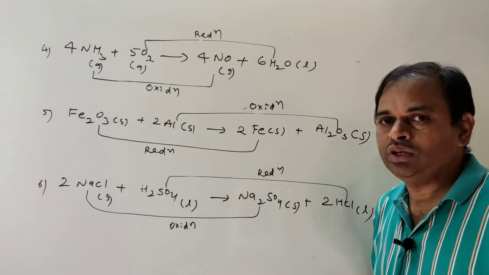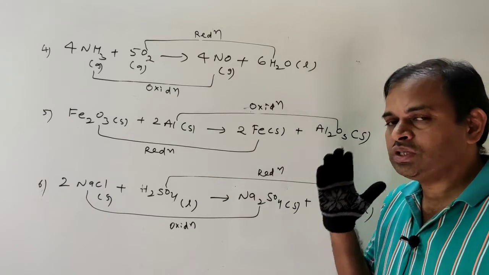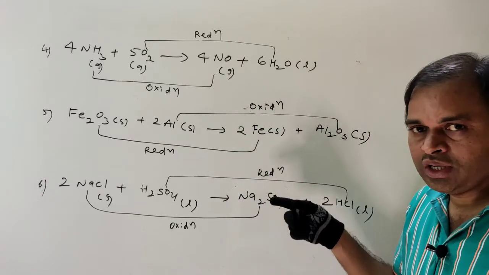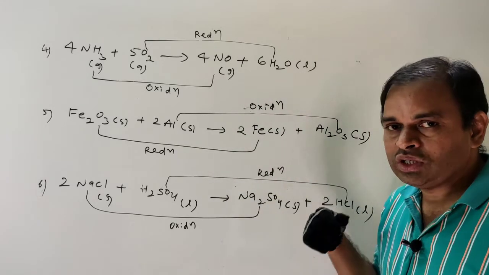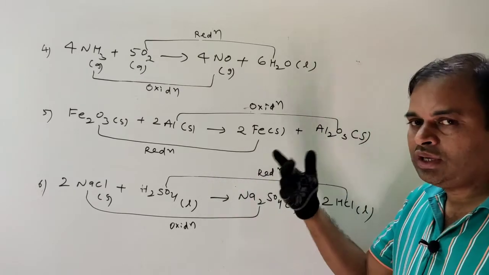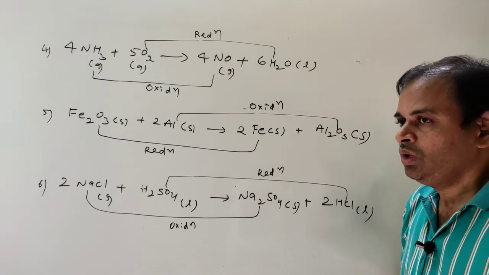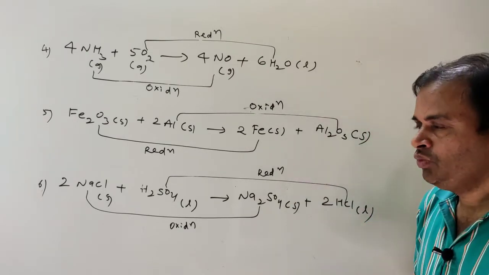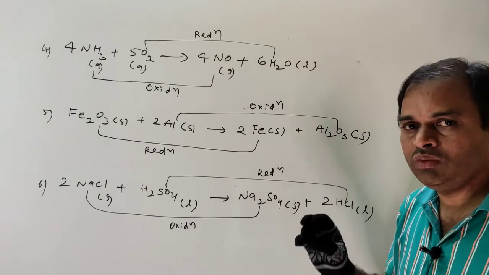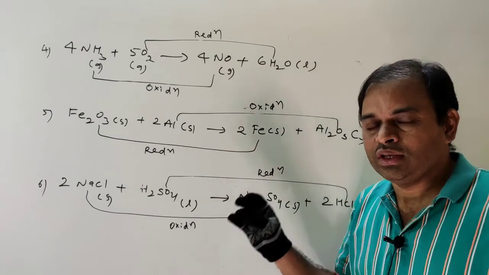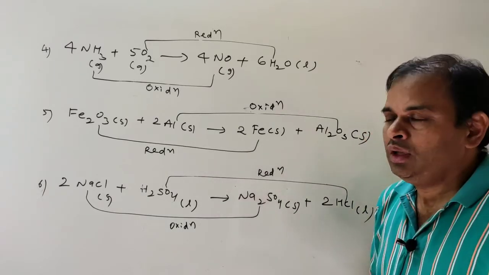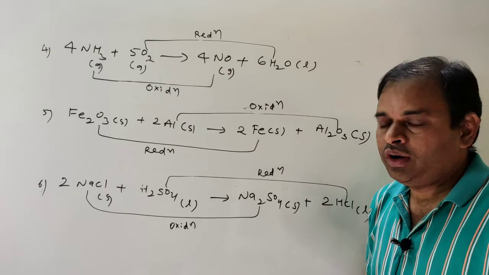So what is an oxidant? A substance which supplies oxygen or removes hydrogen is called an oxidizing agent, and a substance which supplies hydrogen and removes oxygen is called a reductant. You should be familiar with these words: what is oxidant, what is reductant, what is oxidation, what is reduction, and what is a redox reaction. This is the introduction to redox reactions.